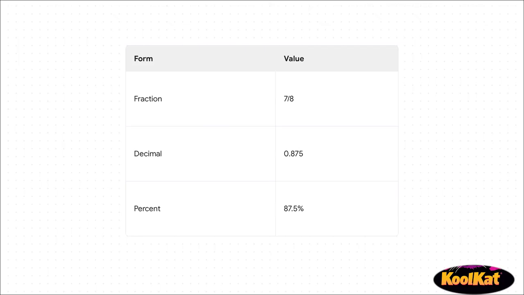And here's the concept in a nutshell. Look at this: 7/8, 0.875, and 87.5%. They look totally different, right? But they are the exact same value. Think of them as the same number, just wearing different outfits. The GED loves to mix and match these to try and confuse you, but once you realize they're all identical, you've already beaten their trap.